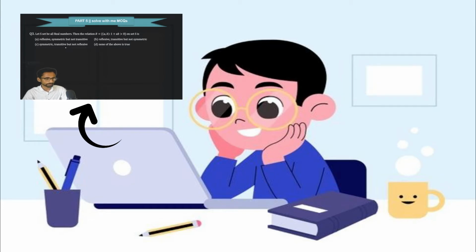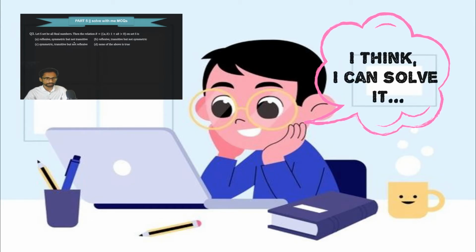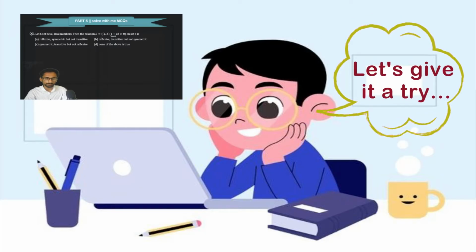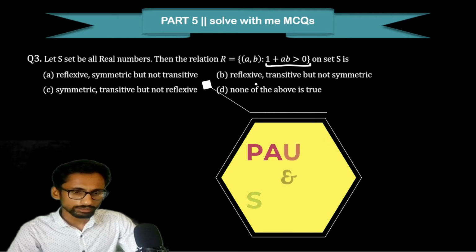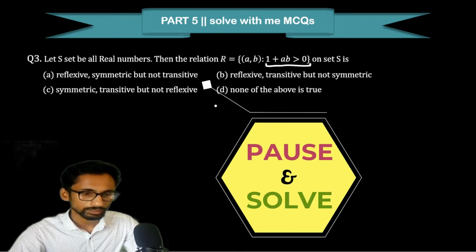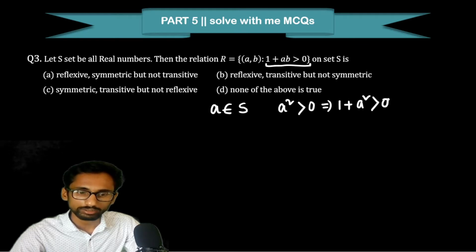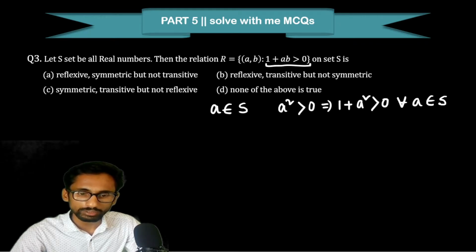Question number 3. Let S be the set of all real numbers. Then the relation R is equal to (a, b) such that 1 plus ab is greater than 0. So this is the definition of the relation here. Now, is this relation reflexive? For that, let us consider a belongs to the real number set S. So whatever be the value of a, a squared, that is a into a, is always greater than or equal to 0. That means 1 plus a squared will also be greater than 0 for all a belongs to the real number set S. So the given relation is reflexive.